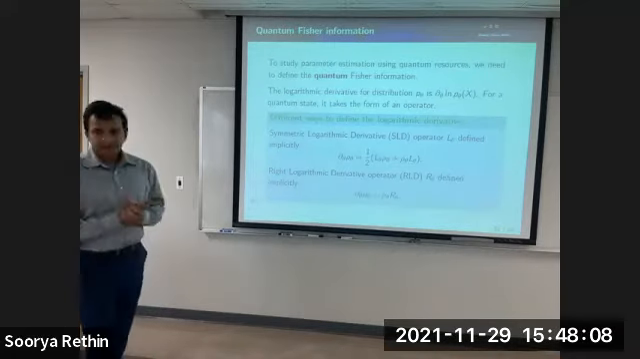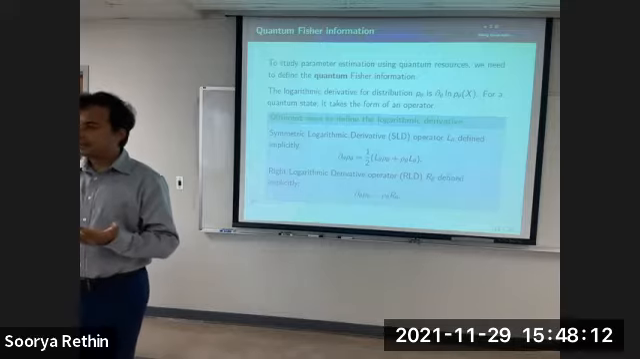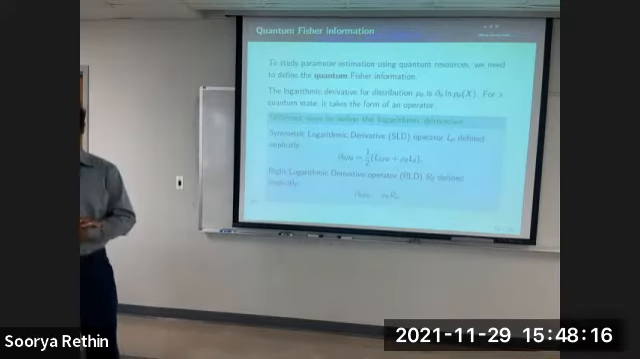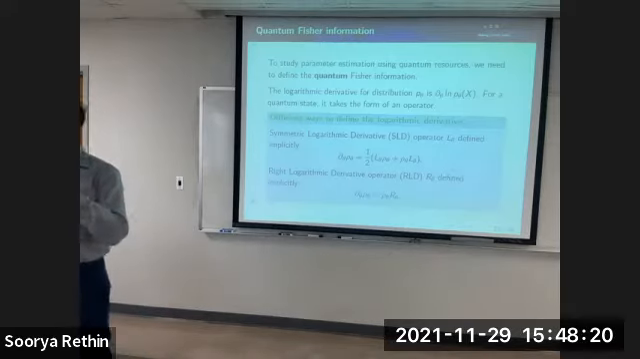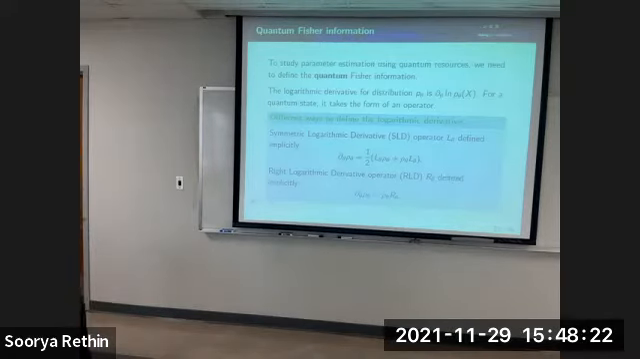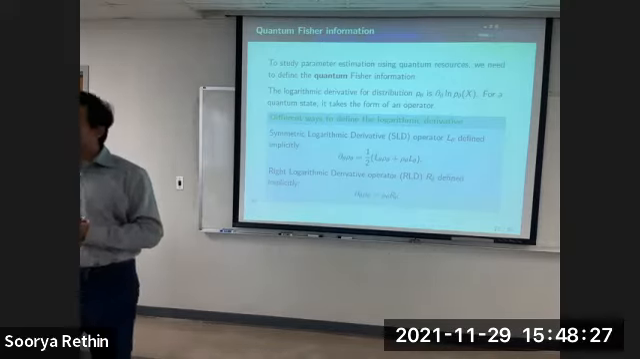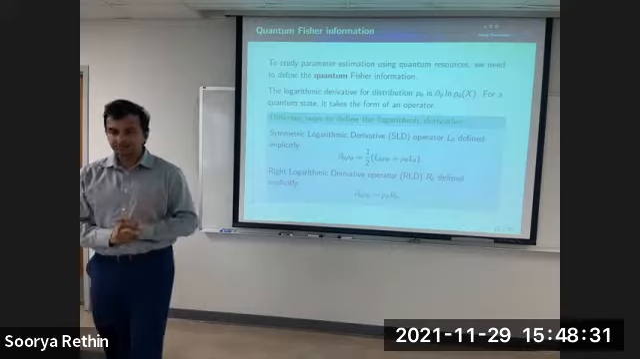So what I said earlier is we want to generalize everything that we developed in classical estimation to the case of quantum estimation. So the first thing we would like to do is to generalize the Fisher information to the quantum case. And as I said earlier, one of the quantities of interest was this thing called the logarithmic derivative. We need to generalize that to the quantum case.